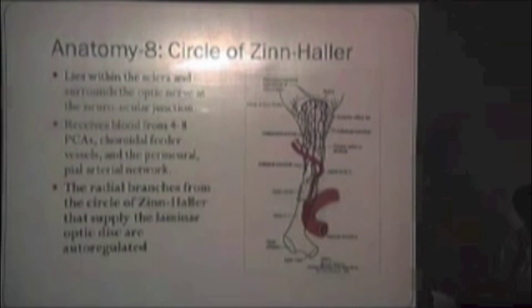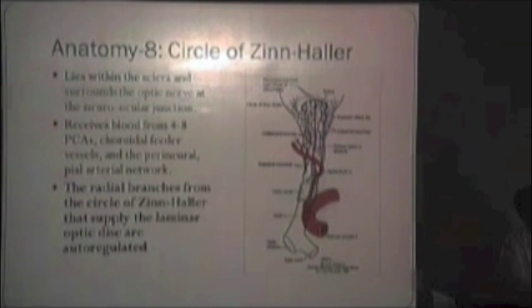It receives its blood supply from the posterior ciliary arteries, usually the 4 to 8 short posterior ciliary arteries, the choroidal feeder vessels, and the perineural pial network of blood vessels. It lies deep within the sclera. We cannot see it, and it surrounds the optic nerve at the neuro-ocular junction.